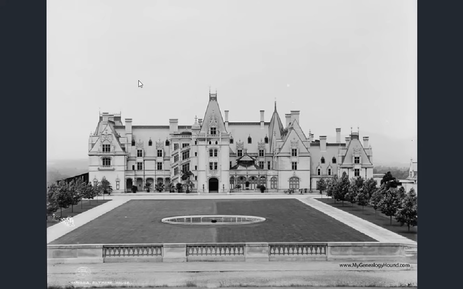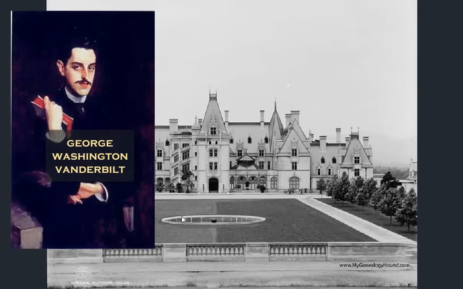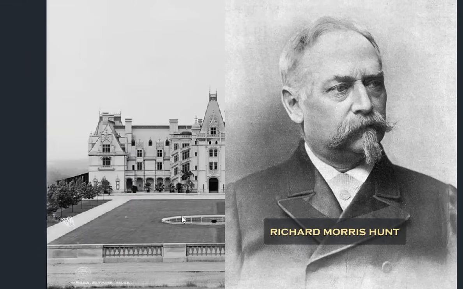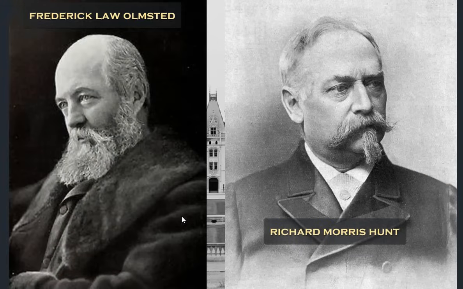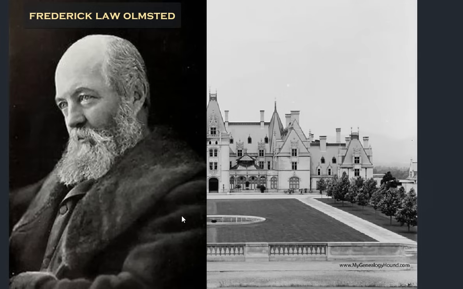Here we have the notorious Biltmore Estate. We are told built by George Washington Vanderbilt between 1889 and 1895. Again, not many people living in Asheville at the time. Architect Richard Morris Hunt gets recruited for the design, and Frederick Law Olmsted gets recruited for the landscape. Of course, only the best of the best for the Vanderbilts.